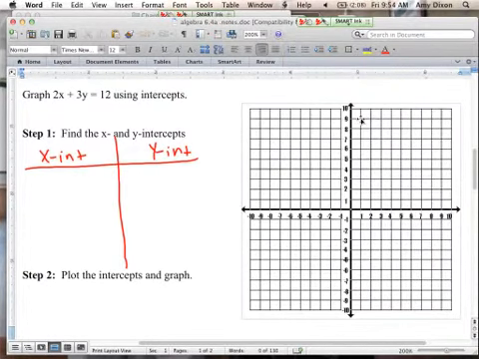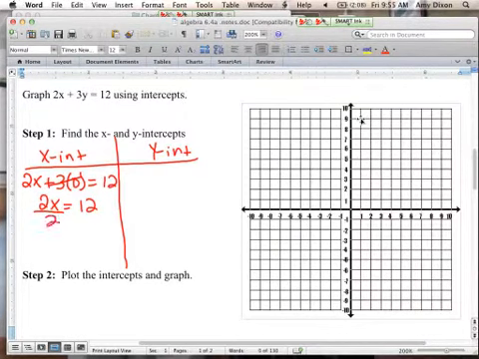Okay, for the x-intercept, where am I going to plug 0 in? For where the y is. So we get 2x plus 3 times 0 equals 12. The 0 cancels out. We get 2x equals 12. So what is our x-intercept? So x-intercept is 6. That means it crosses our x-axis at 6.